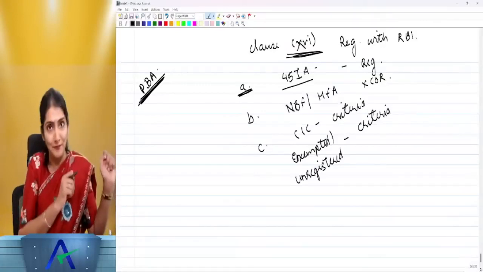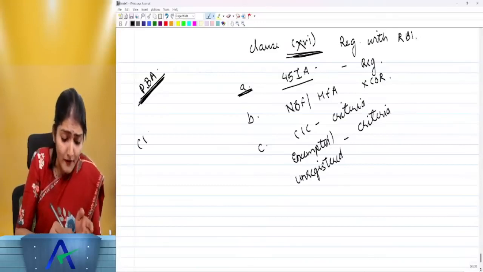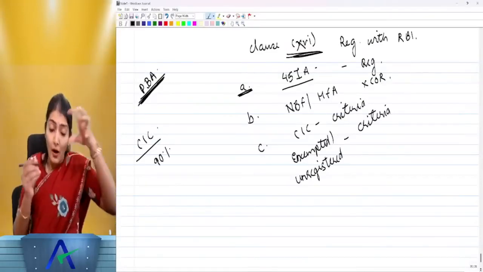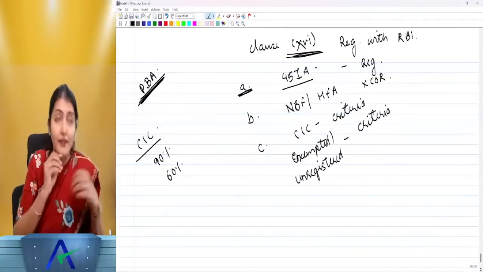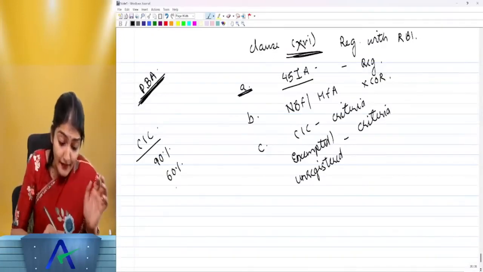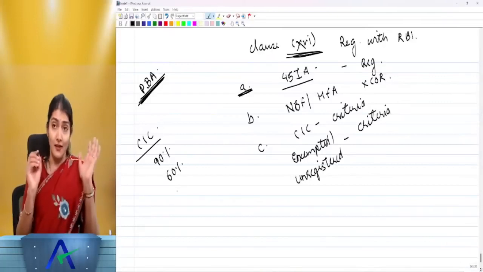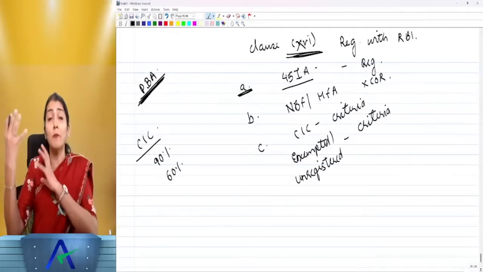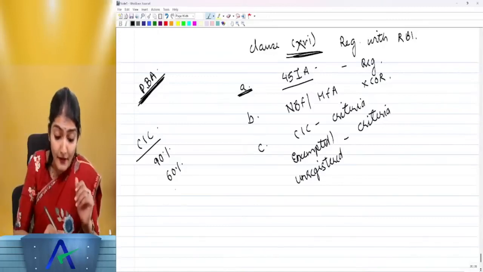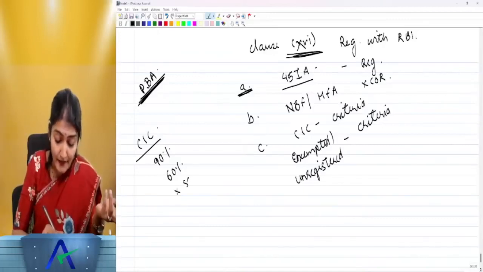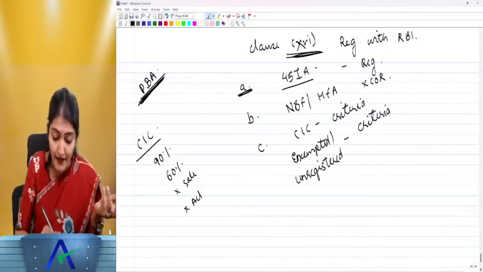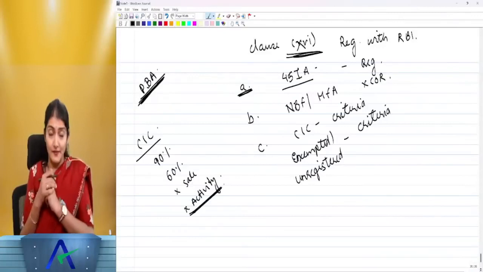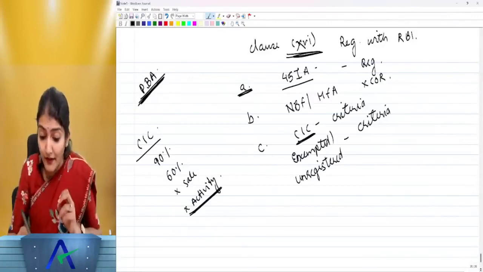What is a CIC? Core investment company, where more than 90% of your investment is in the group. Out of that, at least 60% is in equity. You do not do any trading other than through block sale. You do not trade in the securities of those companies except for block sale, and you do not do any other financial activity. So no sale other than block sale and no other financial activity other than dealing with investments in the group companies. Okay, right, so that's a core investment company.